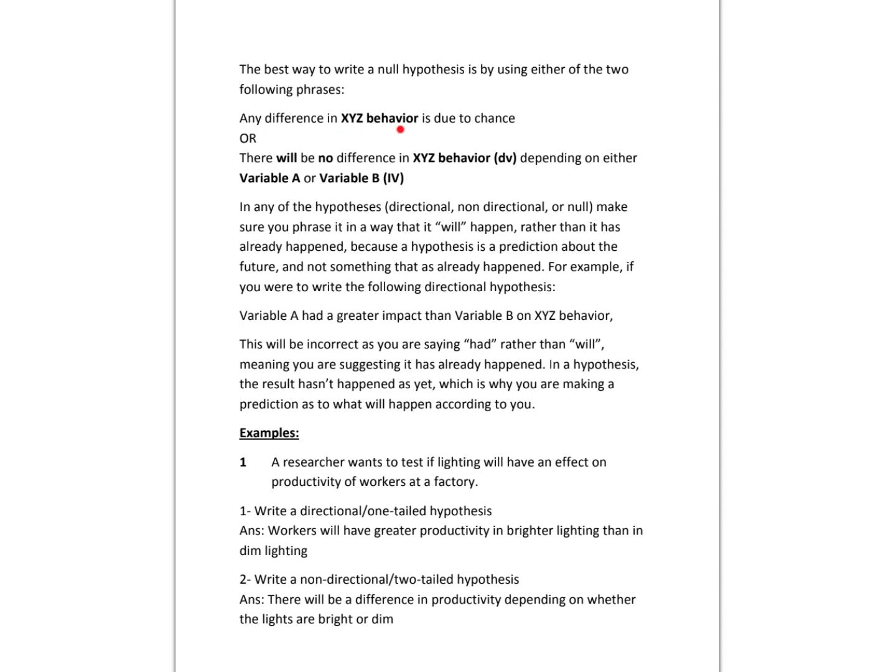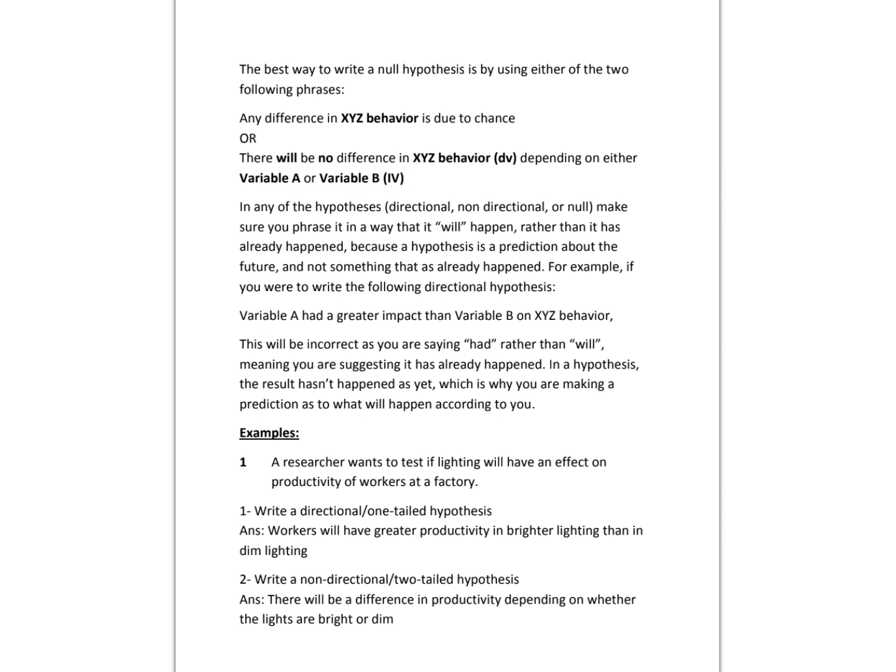Any difference in the results of students in a test, depending on whether they study from YouTube videos or the textbook, is due to chance. So you're not saying that it's because of this condition or that. You're saying it's only because of chance. It's due to luck that they perform better in one as opposed to the other. So that's a null hypothesis. The other way of writing a null hypothesis is by saying there will be no difference in the results of students in a test depending on whether they study from a textbook or YouTube videos.